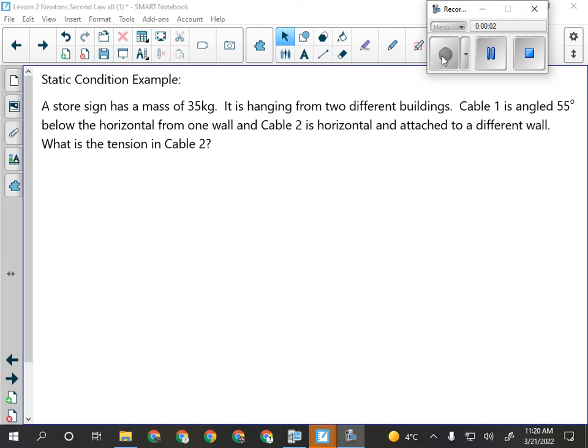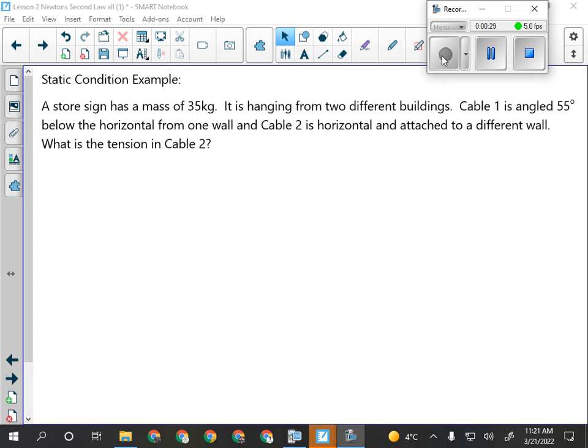So last week, all of last week was basically Newton's second law, except Monday we had a test. So the rest of the week has been Newton's second law stuff. And what we're going to be looking at here today is more of the really in-depth sum of all forces kinds of questions. Okay? And this is one of them. We call it a static condition example because the object isn't moving.